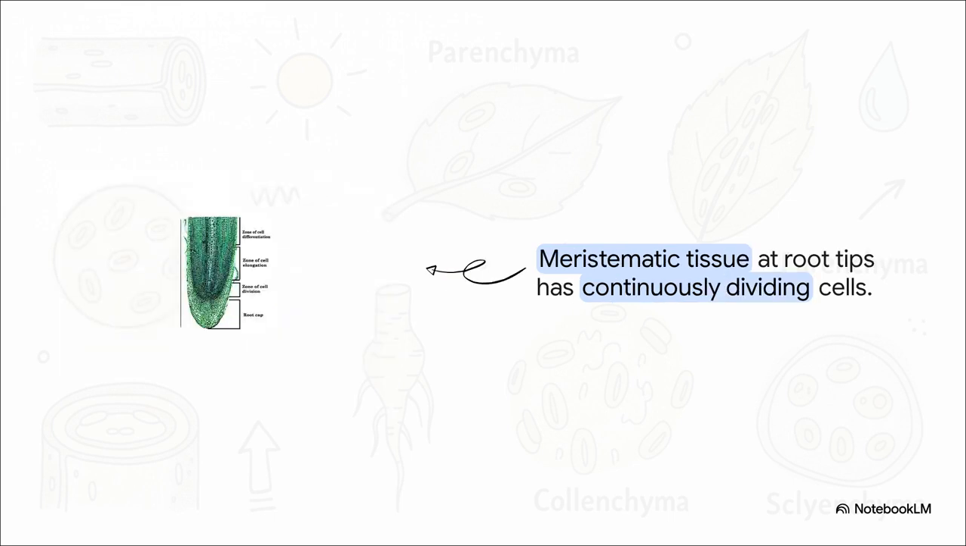Now, what's really wild is that under a microscope, you can literally see where these tiny, thin-walled, dividing cells live right at the growing root tip. Just look at the zone of cell division. These cells are small, packed with cytoplasm, and have really prominent nuclei. Why? Because their one and only job in life is to constantly multiply and push that root deeper into the soil.